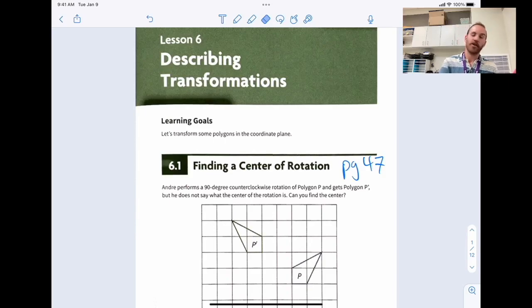All right, so today we're talking about lesson 6, describing transformations. The goal of this lesson is to be able to apply transformations to a polygon on a grid. Okay.